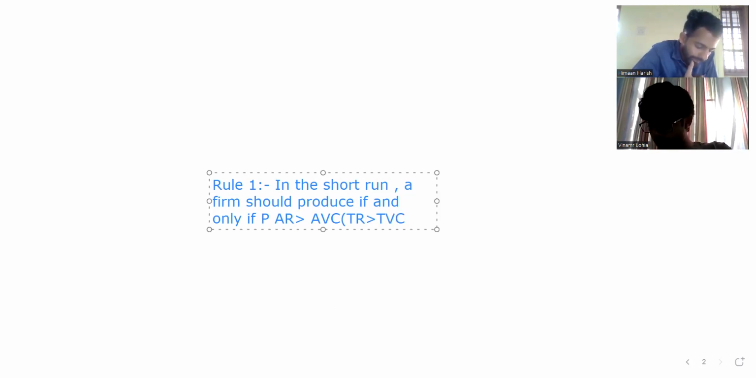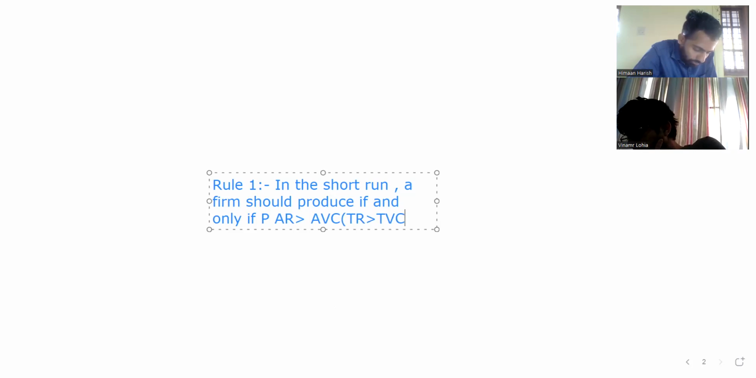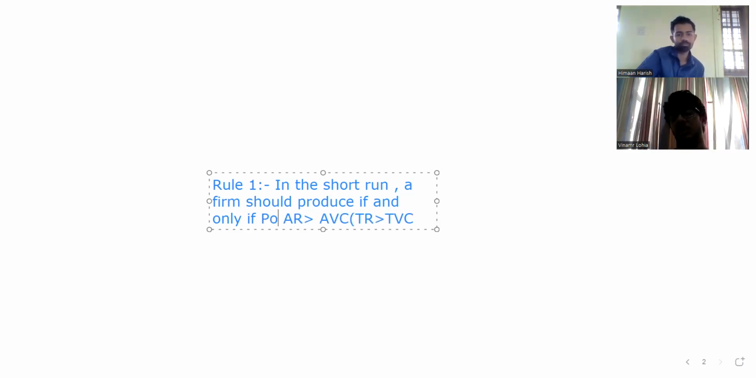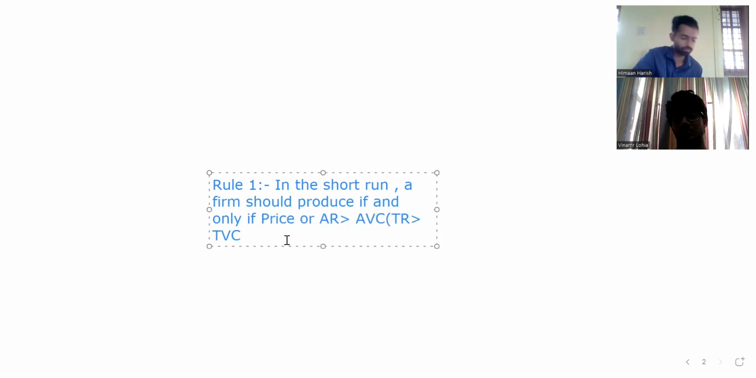What is mentioned in the notes? It's actually price. They haven't mentioned anywhere whether it's price or profit, so I am assuming it's price, because P usually stands for price and Q stands for quantity. So P, or price, or average revenue, is more than average variable cost, also known as total revenue is more than total variable cost.